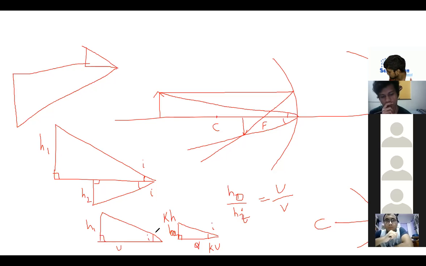Sir, can you explain the last part? I didn't understand properly. The magnification part. Yeah, it's okay. Let me do it again.